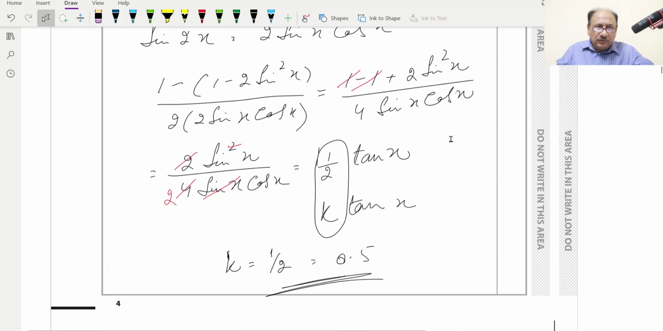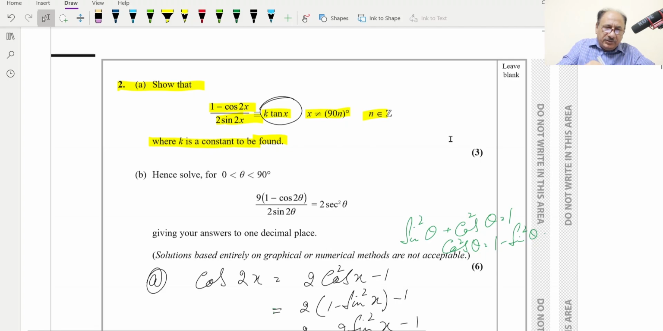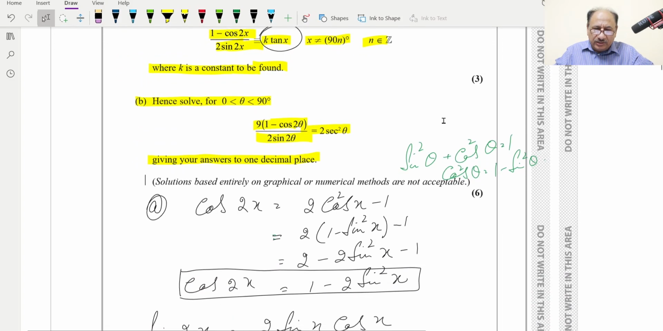Now for the next one, they are saying, basically, part B: solve for theta from 0 to 90 degrees. This equation we have to solve, giving your answer to 1 decimal place. So up to 1 decimal place we have to provide the answer. We know this one: in part A we have solved this section, and this section is equal to half tan theta.